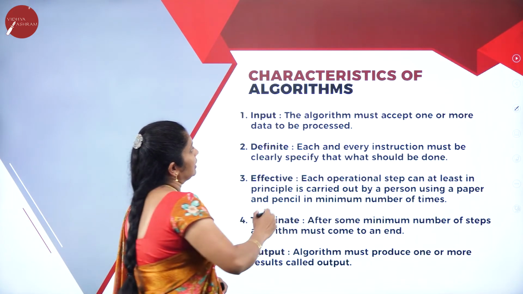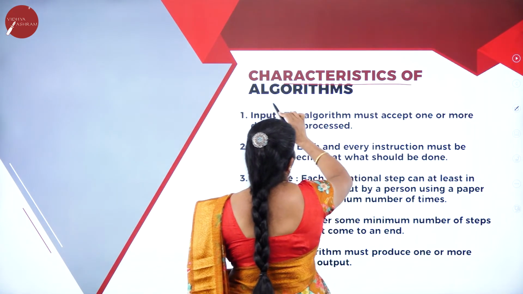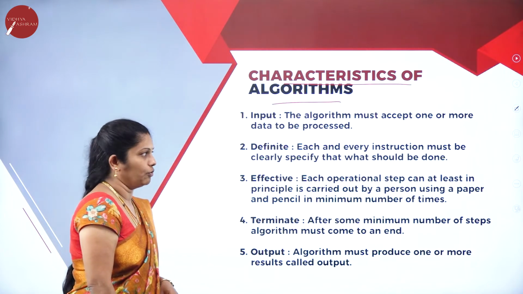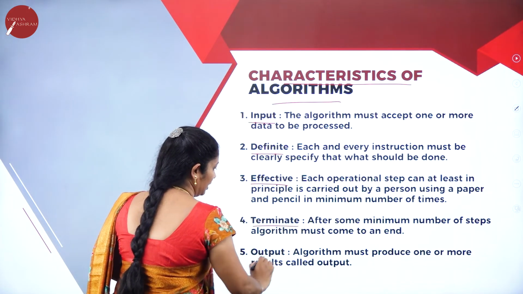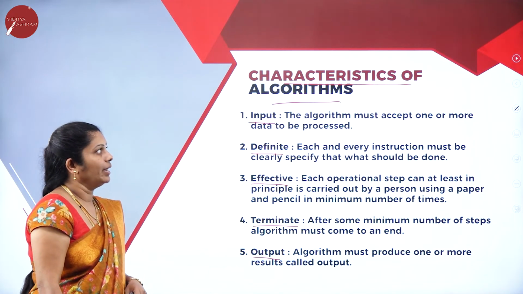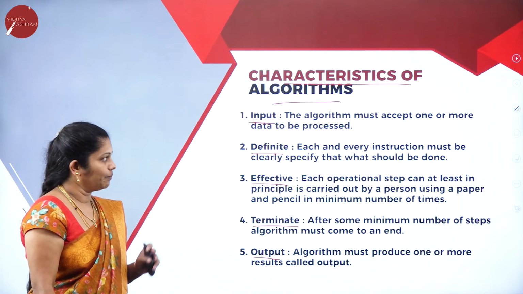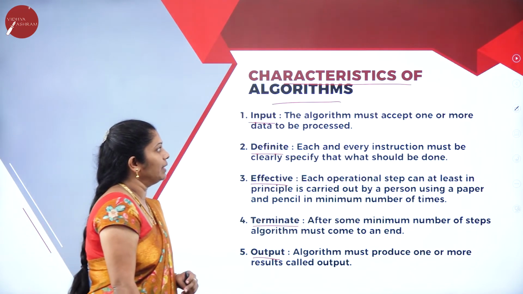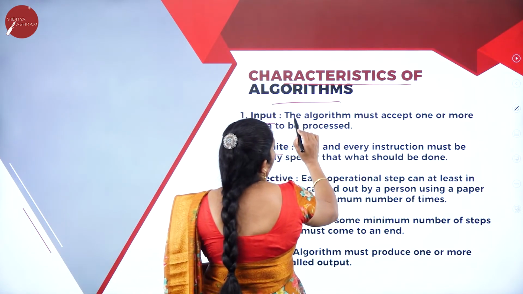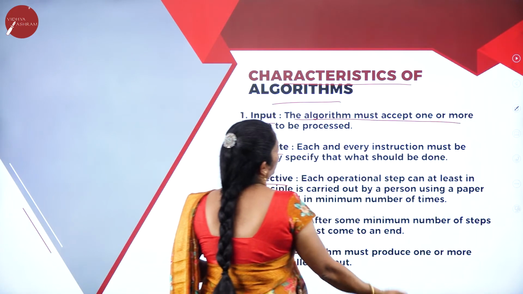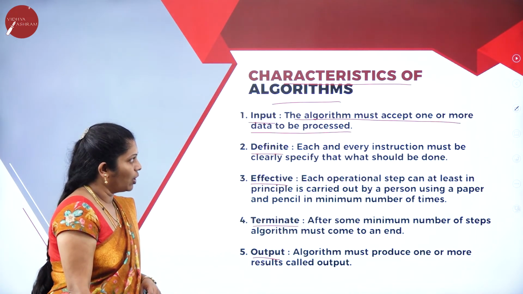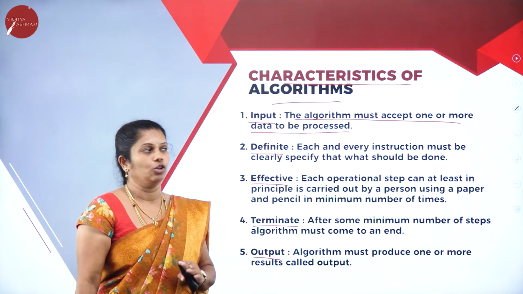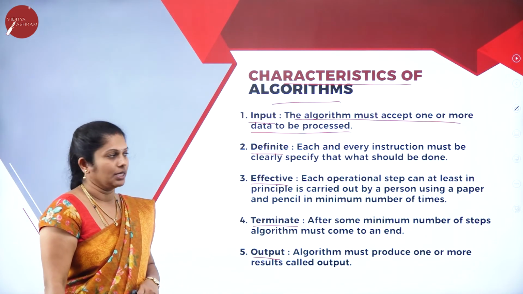Next, when we come to the characteristics of an algorithm, there are some particular characteristics you have to follow. The first ones are input, definite, effective, terminate and output. These are the major characteristics of an algorithm. First one, input. What do we mean by input? The algorithm must accept one or more data to be processed.